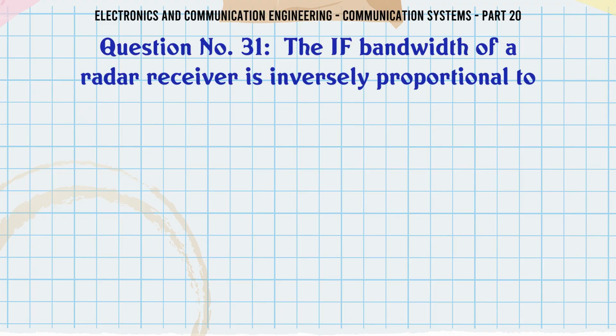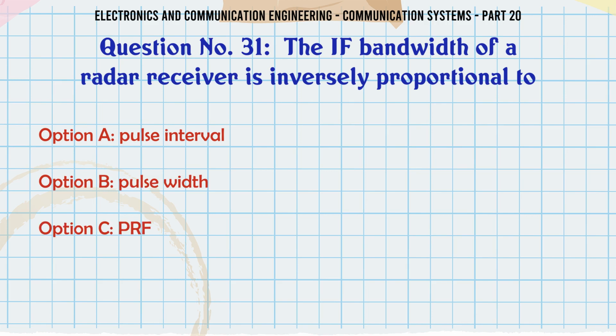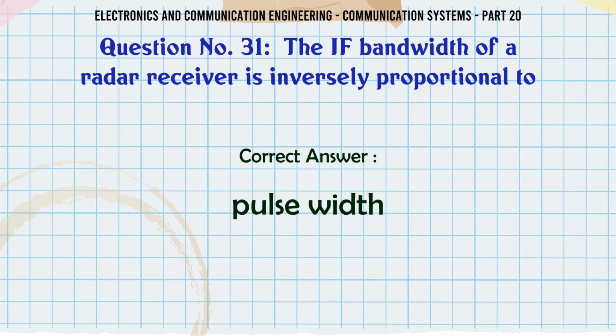The IF bandwidth of a radar receiver is inversely proportional to A. pulse interval, B. pulse width, C. PRF, D. none of the above. The correct answer is pulse width.